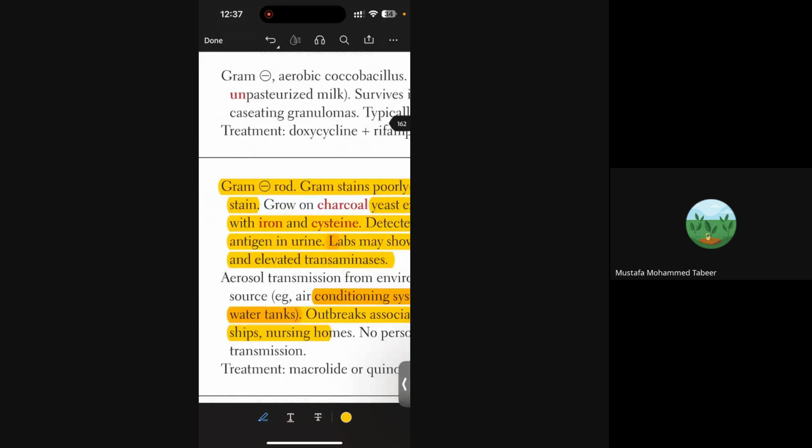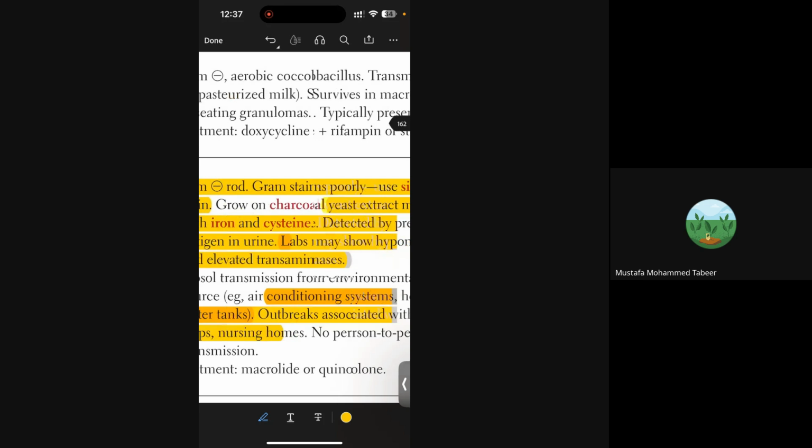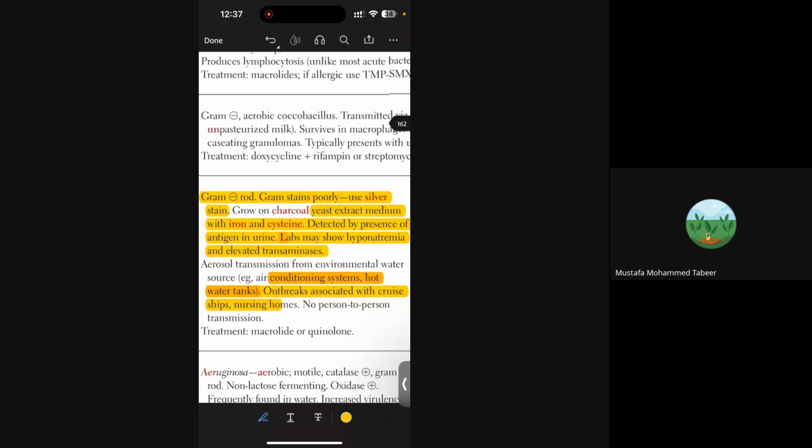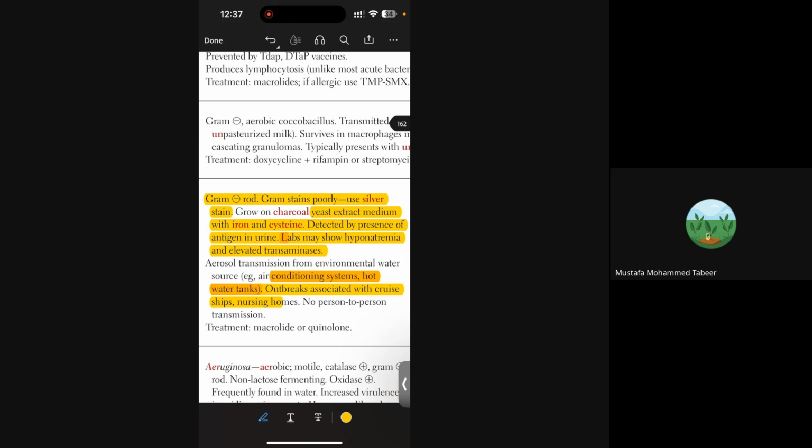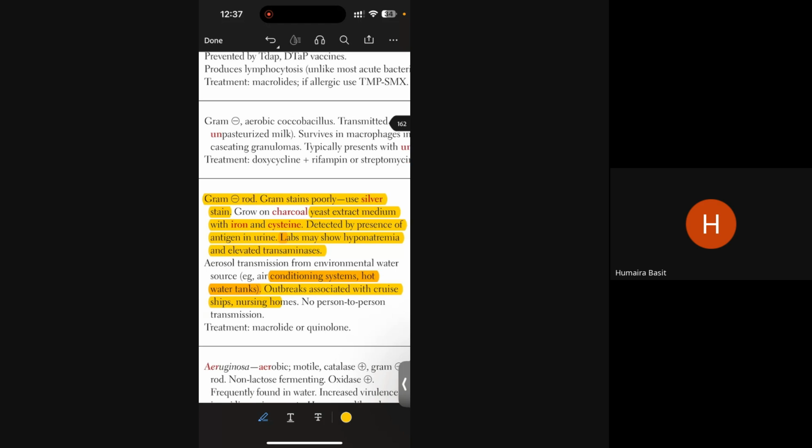Legionella: gram negative rod, gram stains poorly. Use silver stain, or charcoal yeast extract medium with iron and cysteine. And you are going to see hyponatremia. Why hyponatremia? Because of the watery diarrhea.